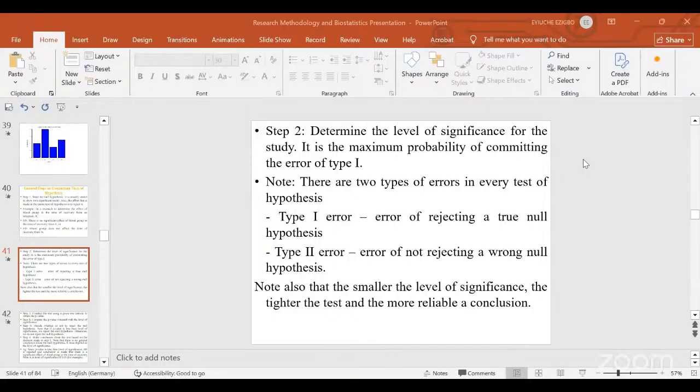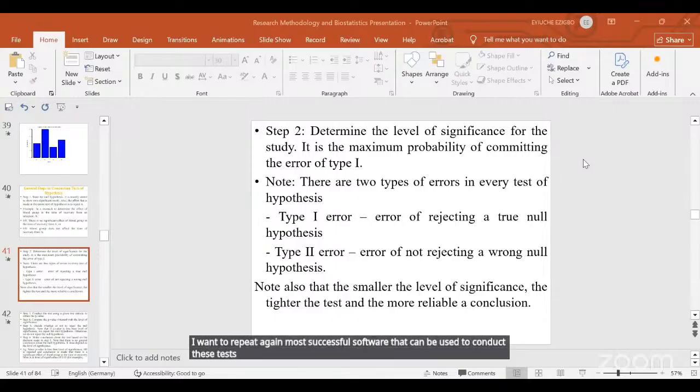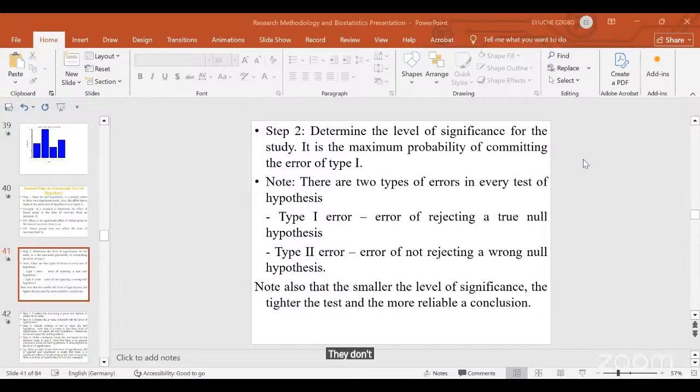It is equally important that I state here that most statistical software that may be used to conduct these tests of hypothesis, I want to repeat again, most statistical software that can be used to conduct these tests, they don't use level of significance as a way to carry out the test.